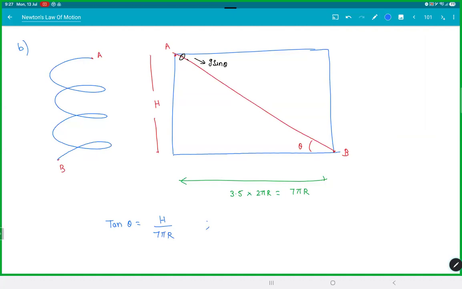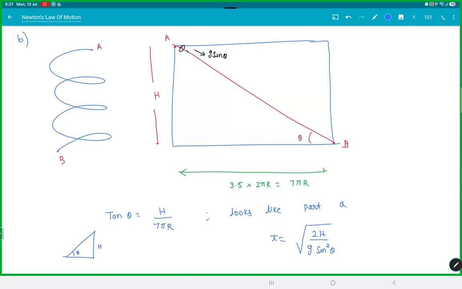Now, from the previous question, it looks like part A. So the time taken will be root over 2h by g sin squared theta. From tan theta, I hope you remember how to get sin theta: make a triangle. This would be h, and the hypotenuse is root over h squared plus 4π squared r squared. So get sin theta from here and substitute.